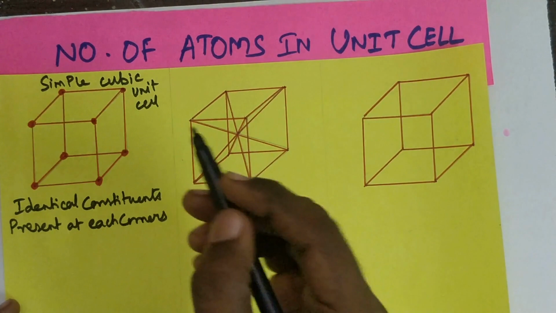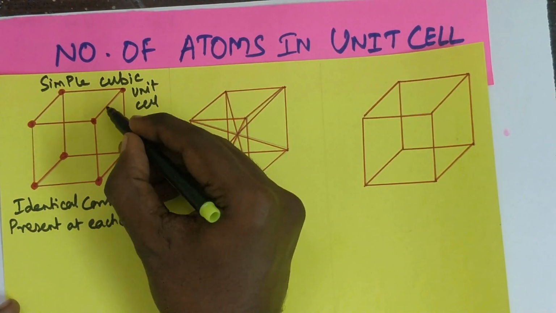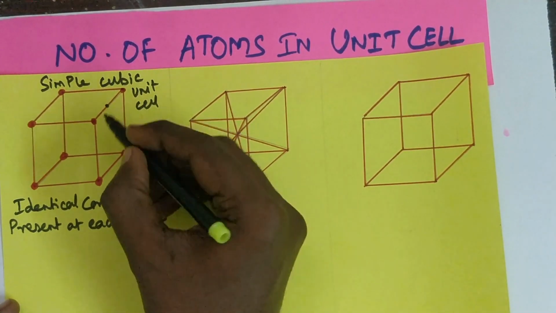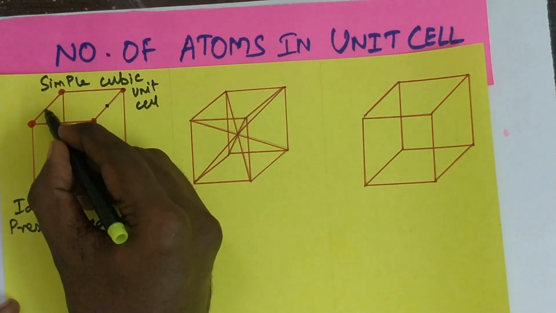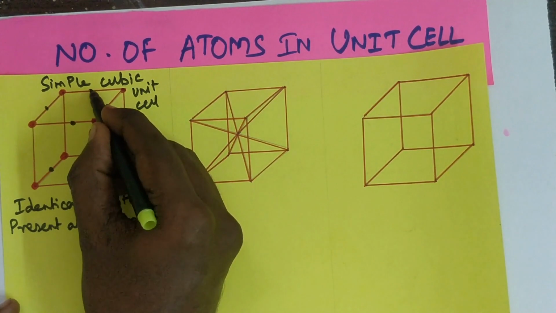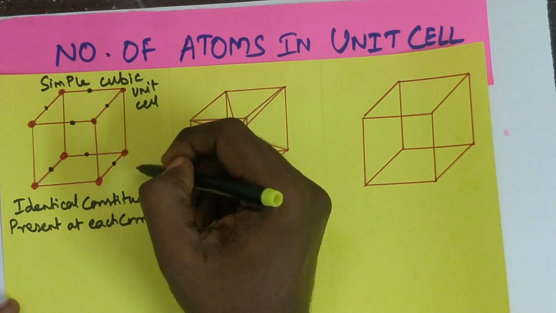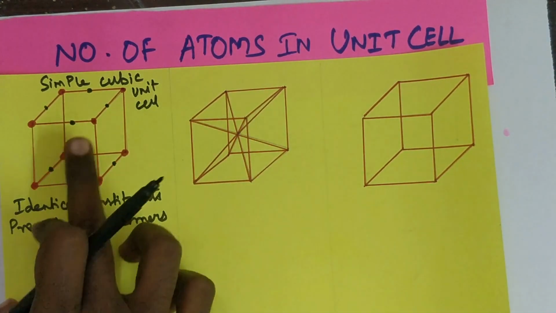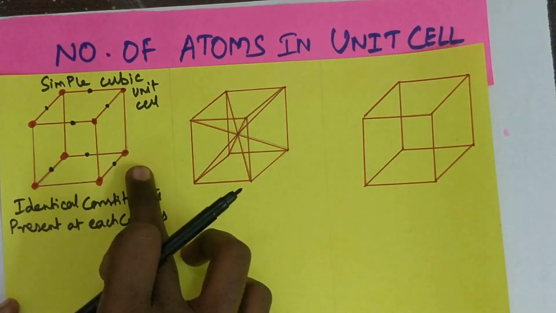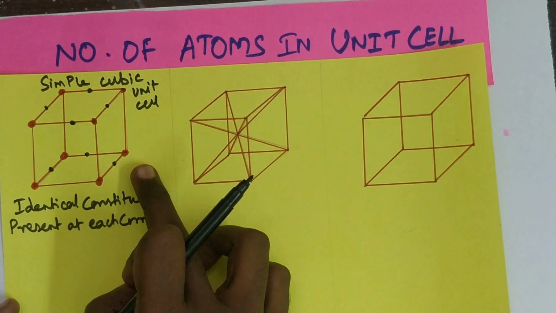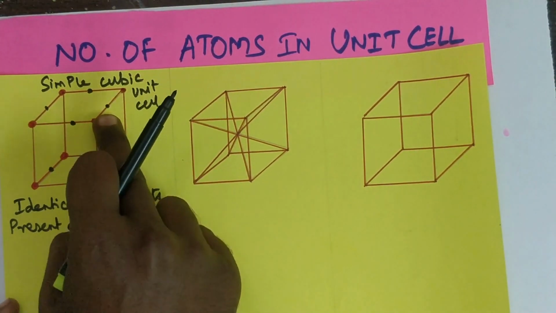In the simple cubic unit cell, this corner atom touches the edge. This one is called the edge. This corner touches the edge of the unit cell, but it won't touch the diagonal. Diagonal means this side, this cross is the diagonal. So in simple cubic, it does not touch the diagonal side, but it touches the edge side.